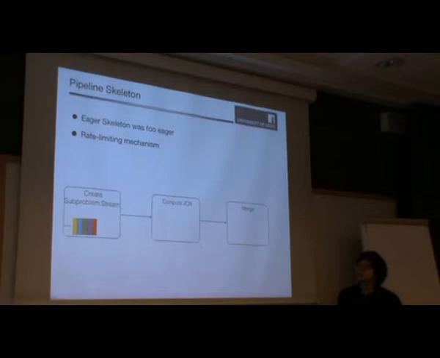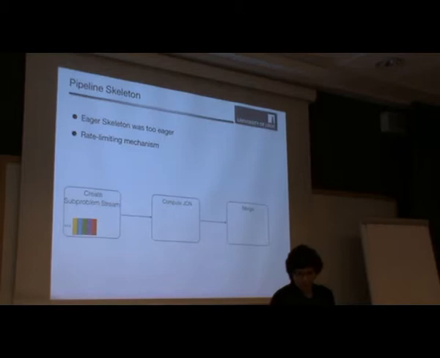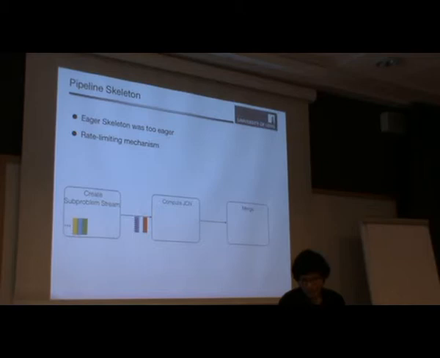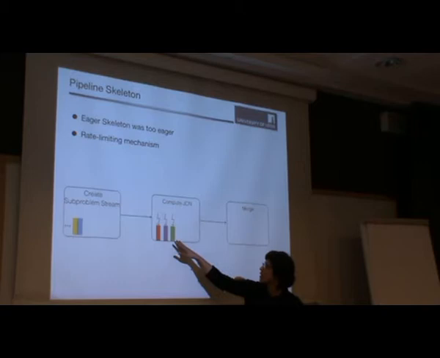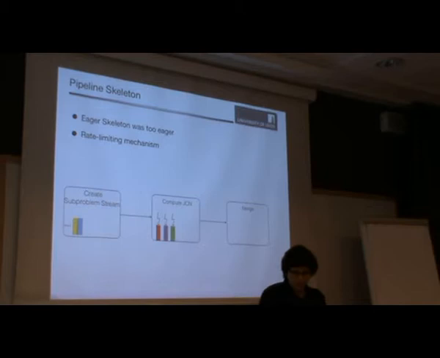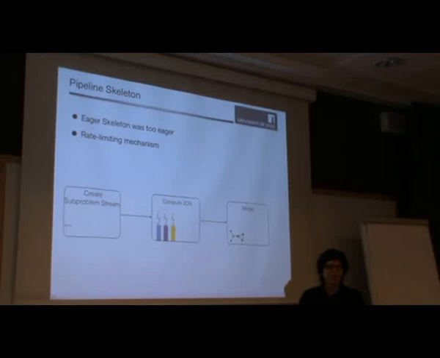This skeleton is a little bit more complicated, but we can explain it as a three-stage pipeline, where the first stage creates a stream of sub-problems. The second stage creates a task to compute joint counter nets for each subset. But it has a limited capacity. And so when there are no more tasks available, the first stage stops sending more sub problems. As soon as the first joint counter net is computed, the result is sent to the third stage for merging. And also the first stage starts sending more sub problems. The merger stage uses a binary merger scheme, very much similar to the eager skeleton.